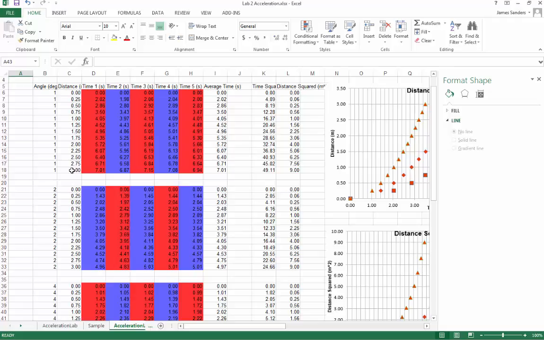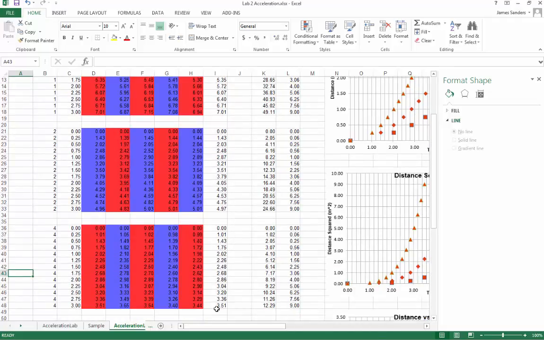And let's look at the very bottom of mine, 3 meters. 7, roughly 5, roughly 3.5. So again, 4, 2, 1. So the ranking should be 4, 2, 1. 4 takes the least amount of time, 2 takes the middle amount of time, 1 takes the most amount of time. So that's what your answer should be.